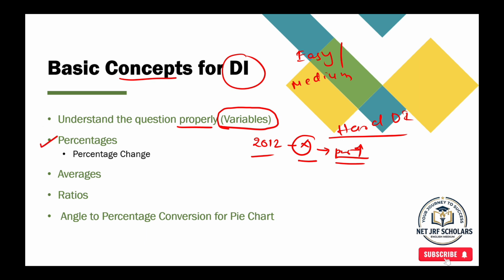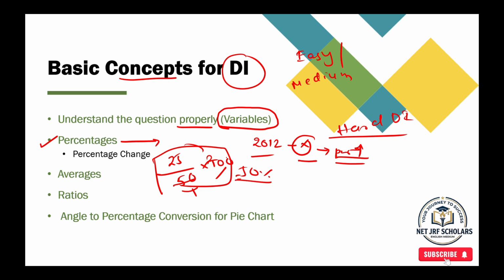After that you have percentages. This is very important. Let's say I need to find out what percentage 25 is out of 50. So this is how you have to calculate. 1 by 2, it means 25 into 2, 50 percent.